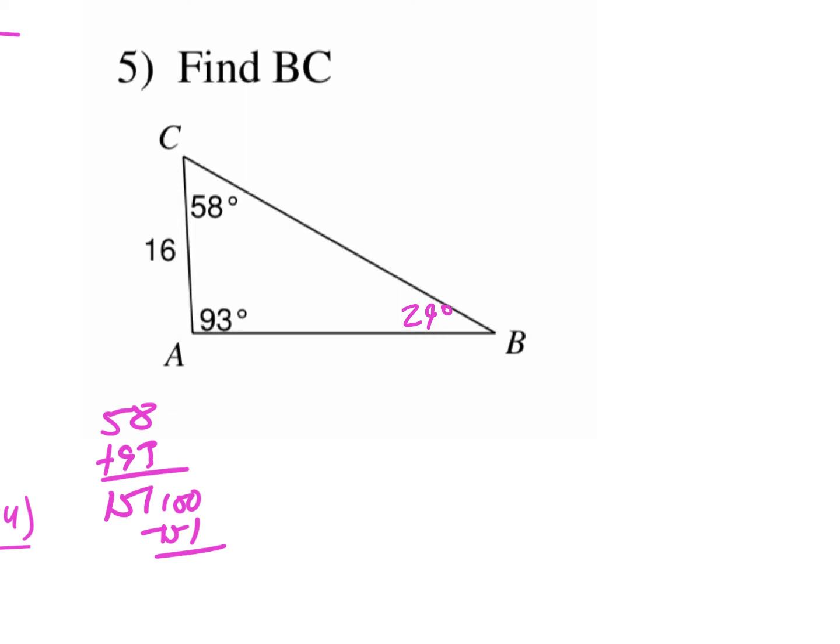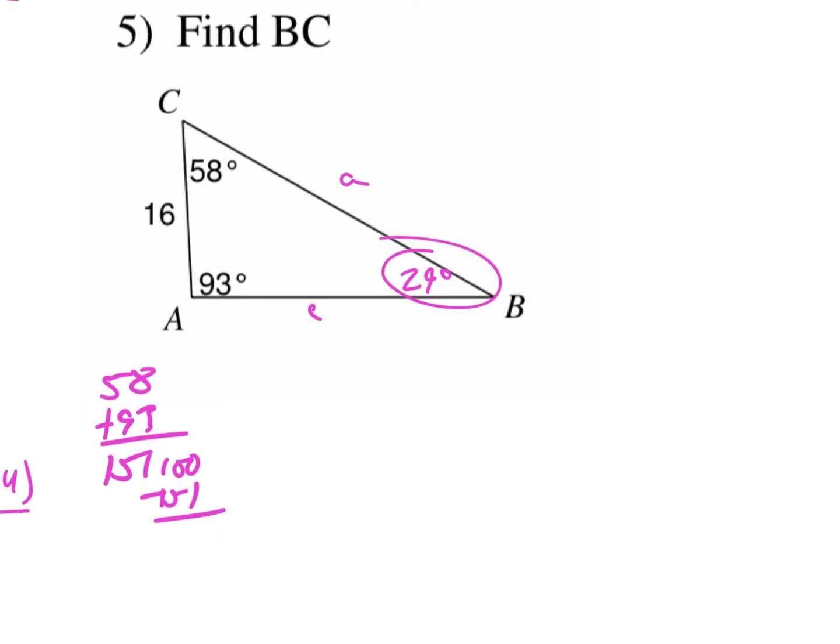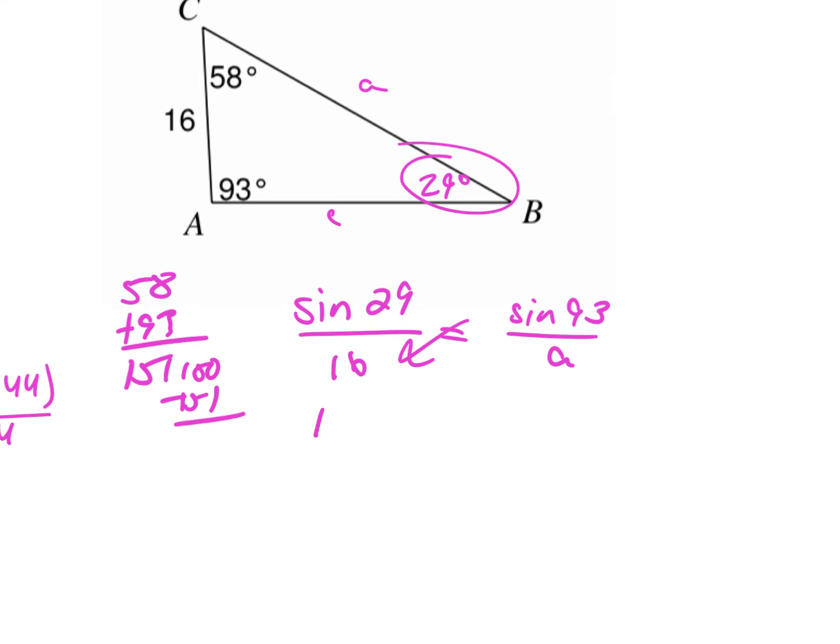So now I need to find side C and I need to find side A. I already found angle B right there. So I know that the sine of 29 over 16 is what I can use. That's my law of sines. That's my proportion. That's going to help me find the other ones. So then I could just say sine 93 over A. Cross multiply. You get 16 times the sine of 93 equals A times the sine of 29. Divide both sides by sine 29.